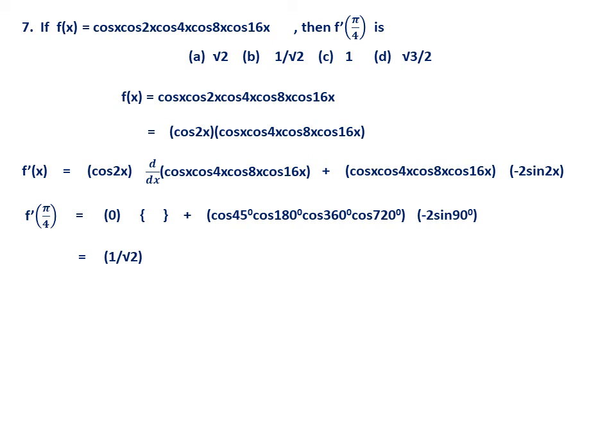Simplify. So what happens? First one, 1 by root 2, as cos 45 is 1 by root 2. Cos 180 is minus 1. Please note, cos 360 is 1, and cos 720 is also 1. Then minus 2 into 1, because sin 90 is 1. When you simplify, what do you get? It is root 2. So this is the shortcut actually.